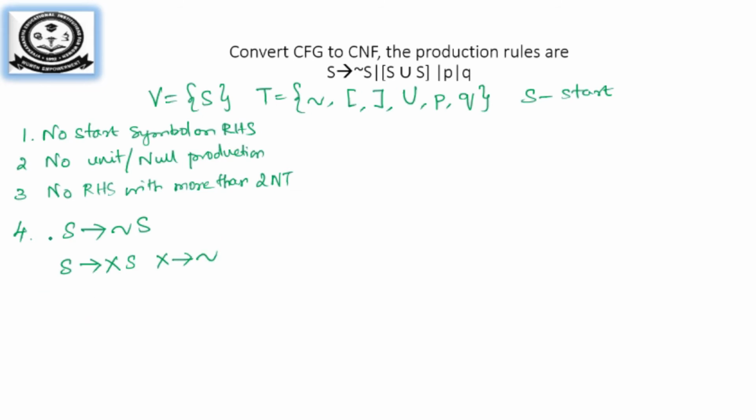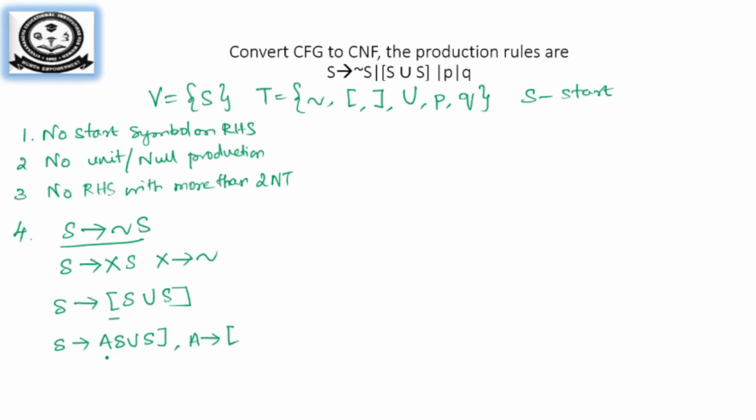Now this is replaced. The second rule is S tends to square bracket S union S square bracket. Now this should be removed. So let me remove one by one. So S tends to, we'll take it as X or W, or we'll take Y, Z, something like that. So let me take it as A, B, C, D, so that will be easier for us to understand. So I will take A S union S square bracket, where A tends to opening square bracket.